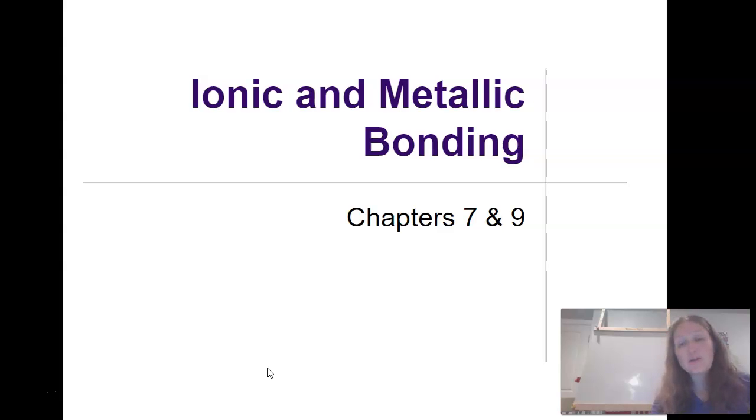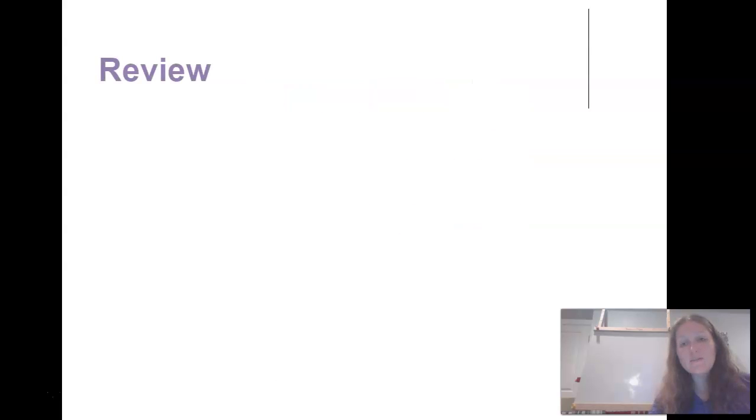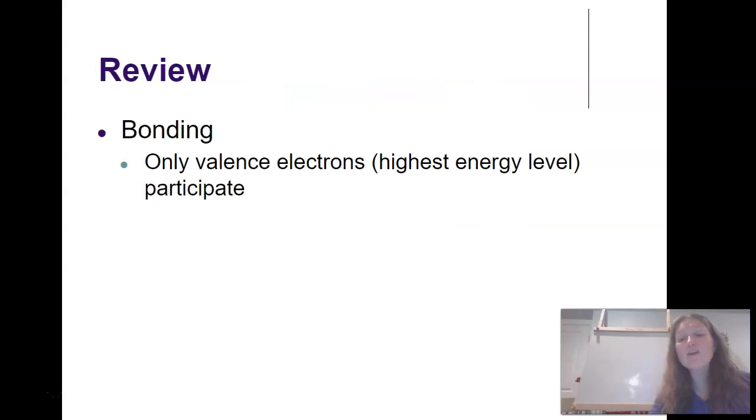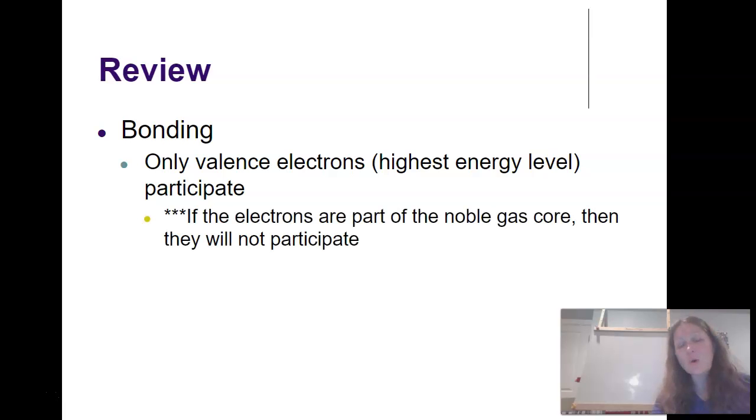Okay, so we're going to do a little bit of review to start. Remember that it's only our valence electrons, our electrons in our highest energy level, that are really participating in that bonding. So when we go to draw our orbital box diagrams today, you're going to notice that I'm only using those valence electrons, because the noble gas core doesn't actually participate in our bonding.